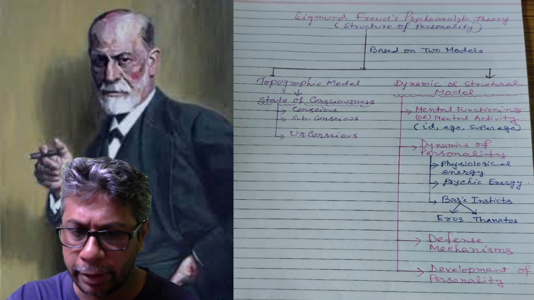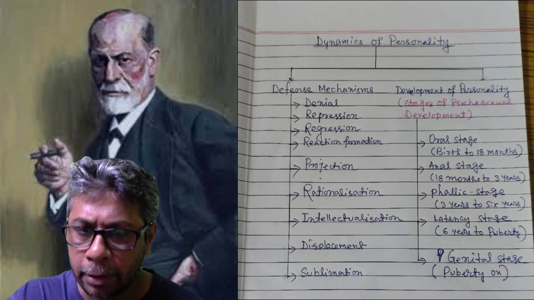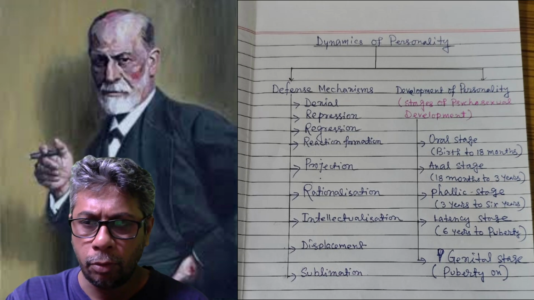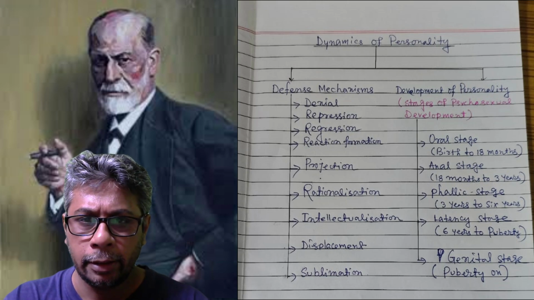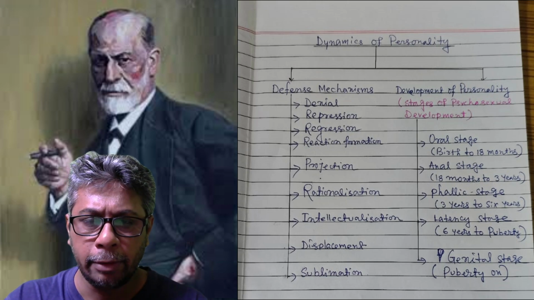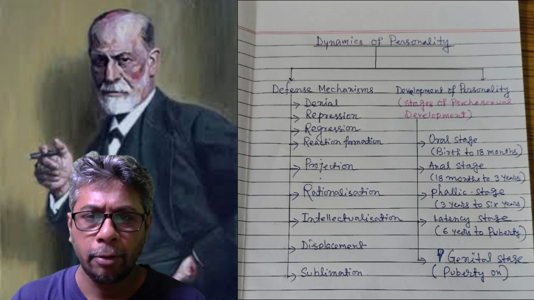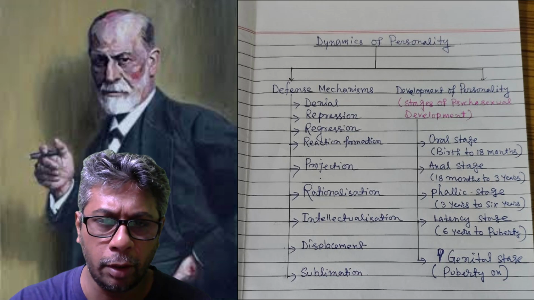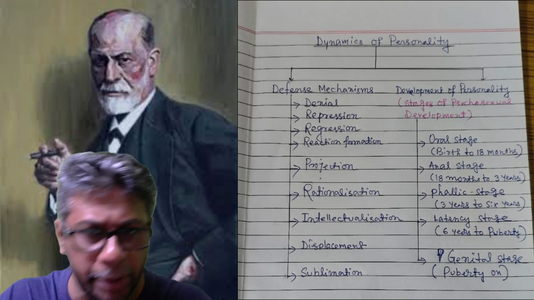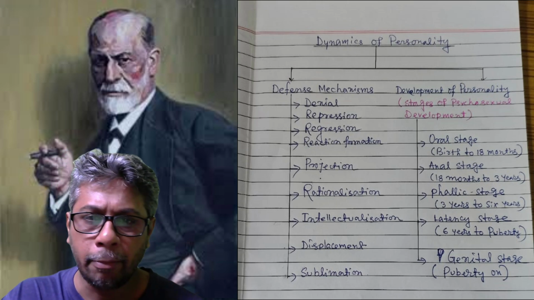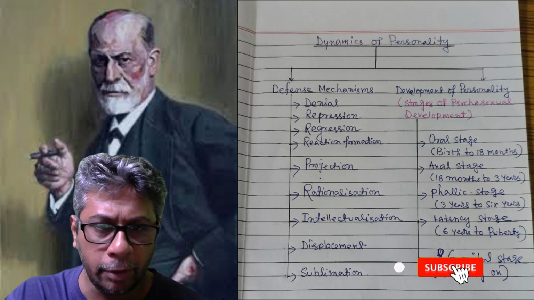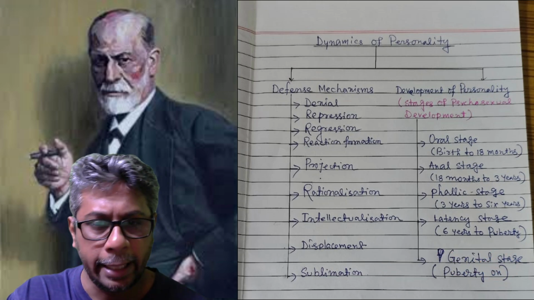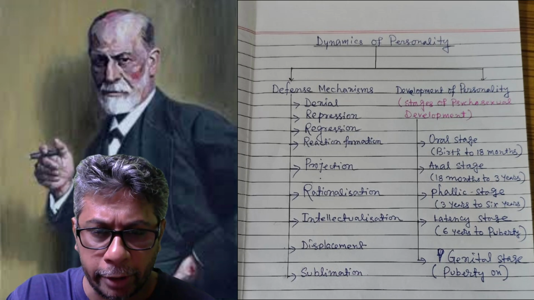Next important area: defense mechanism and the various stages of development of personality. Next we try to understand the two parts, defense mechanism and development of personality. Defense mechanism has various characteristics. Number one, denial. Number two, repression. Number three, regression. Number four, reaction formation. Number five, projection. Six, rationalization. Seven, intellectualization. Eight, displacement. Nine, sublimation.